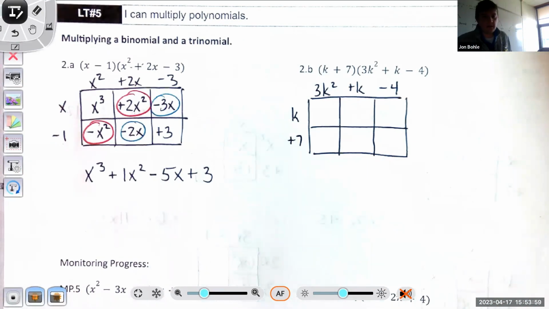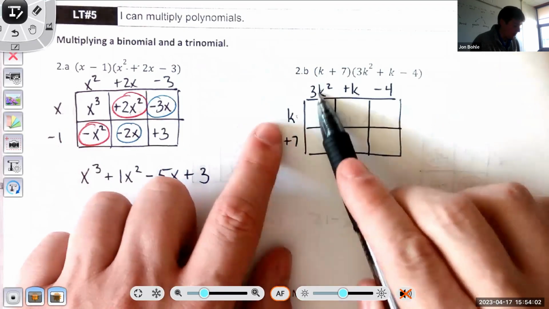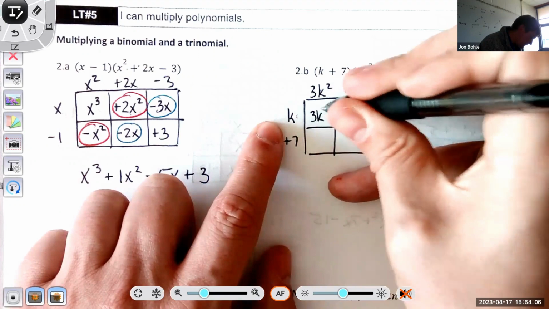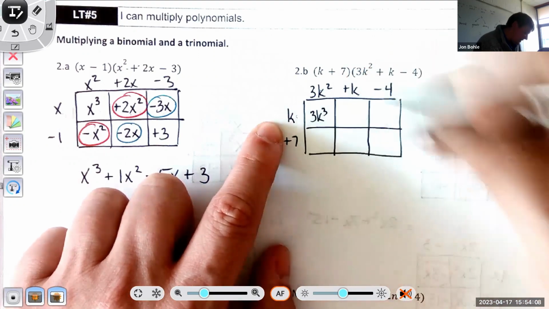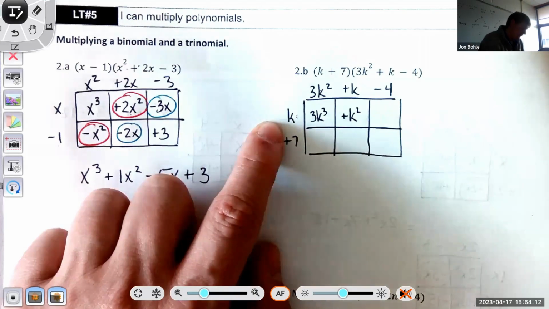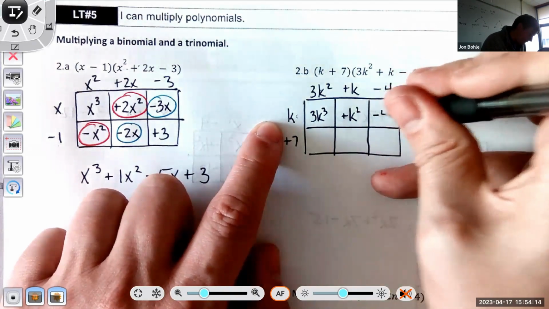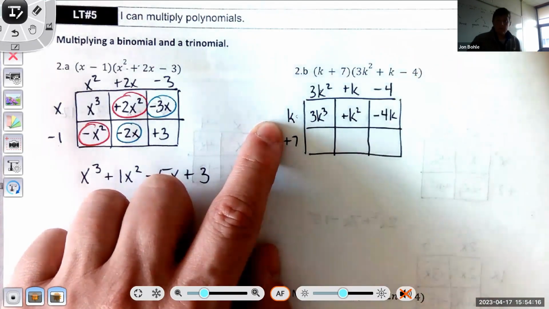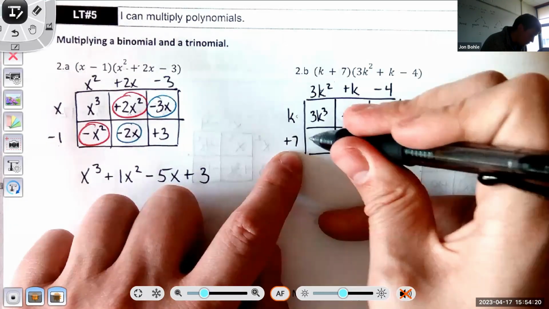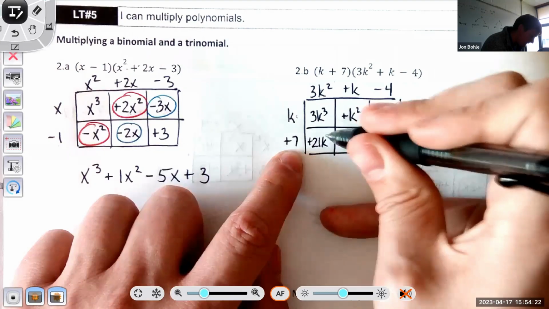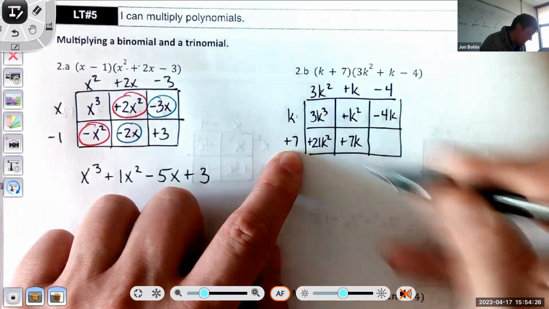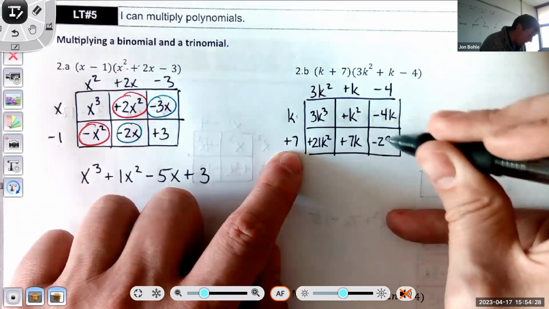Okay, go ahead and find the multiplication of each part. K times 3k squared would be 3k to the third. K times k would be k squared. K times negative 4 would be negative 4k. Okay, 7 times 3k squared would be 21k squared. 7 times k would be 7k. 7 times negative 4 would be negative 28.